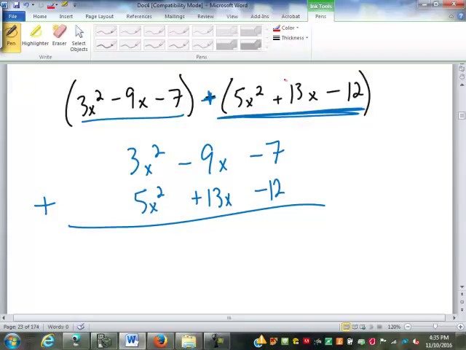We do have to be careful of the negatives. Negative 7 plus negative 12 is a negative 19. Negative 9 plus 13, positive 4x. And 3 plus 5, 8x squared.